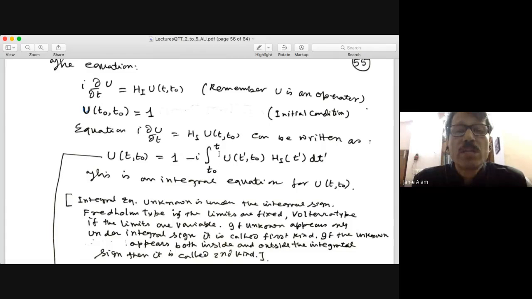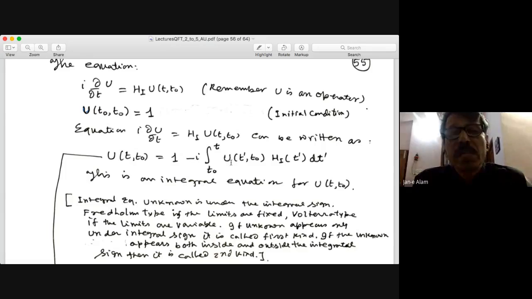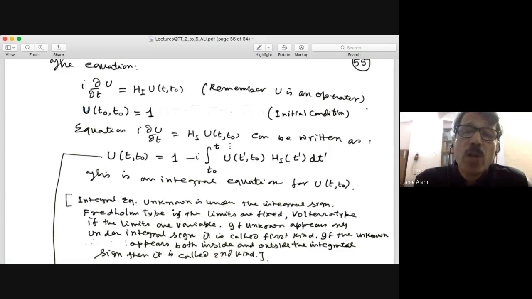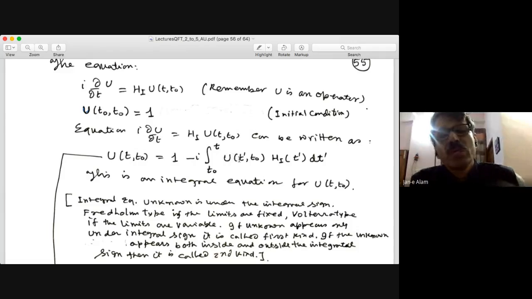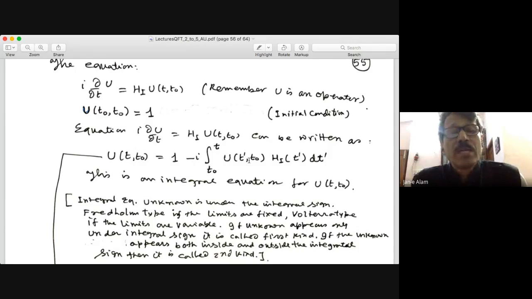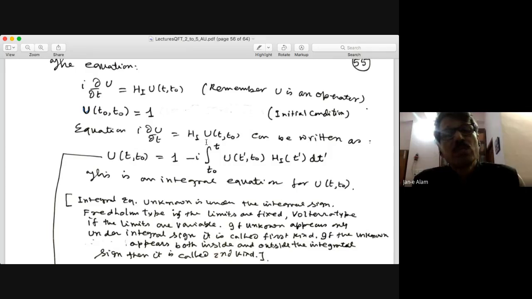See, if t equals t0, this term will vanish, and U(t0) will be 1. So that's the boundary condition or initial condition satisfied. And this is the equation which I get, and this is an integral equation, because the unknown U is there under the integral sign, right? As I said, a differential equation has its unknown under the differential sign, while this is an integral equation because its unknown is under the integral sign.